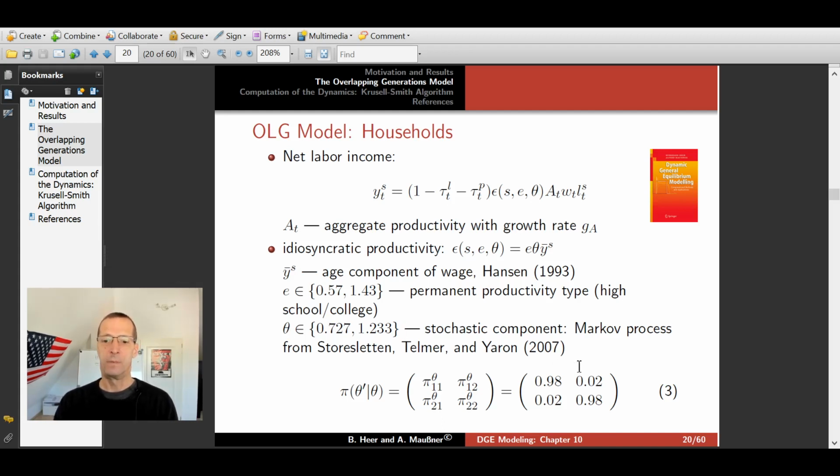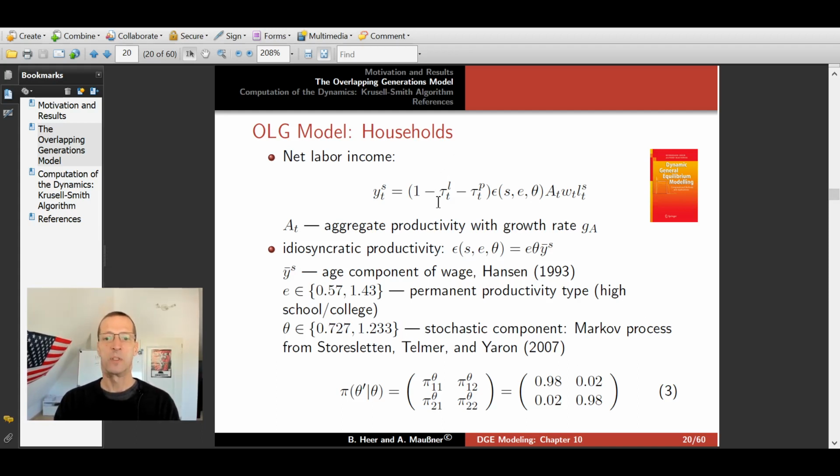And as you can see, it's highly autoregressive. So the transition matrix pi to get from state theta to next period theta prime is highly persistent with 0.98, and only with a probability of 2% you change your idiosyncratic productivity component type. So this is in accordance with empirical observation on the conditional variance of individual income, individual earnings.